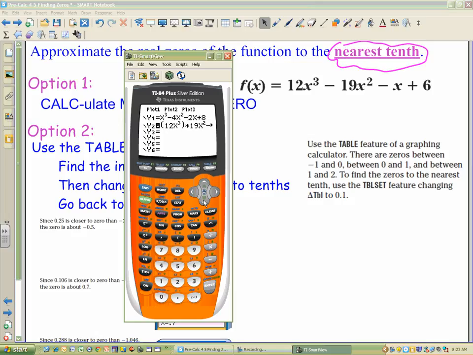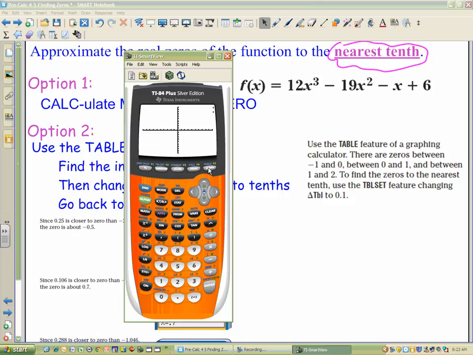So now I've got my y sub 2 loaded in, and it looks to me like I made one mistake when I loaded this. Keying on the smartboard is never the easiest thing. So that should really be a minus sign there. And then 19x squared minus x plus 6. That should be your function.